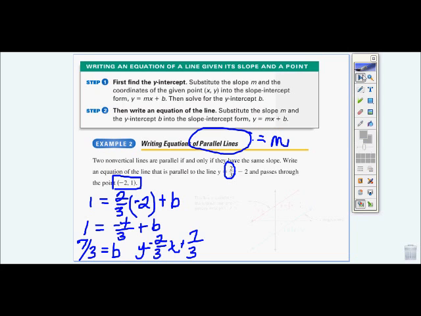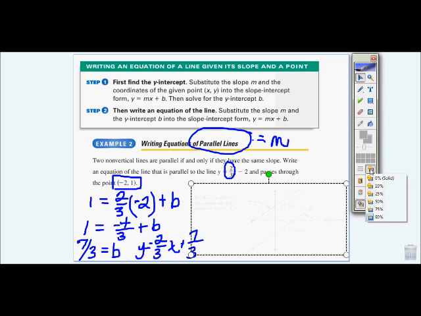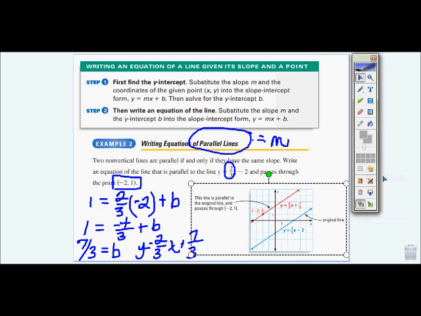Let's see how we did when we reveal the graph and see if that supports it. They graphed the first line, y equals 2/3 x minus 2, which is the blue line. Then when we graph our line, which is the red line, we get y equals 2/3 x plus 7/3. You notice our y-intercept is marked, and the point -2, 1 for the other line is graphed. You can see that those lines are parallel.